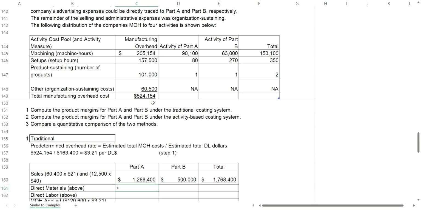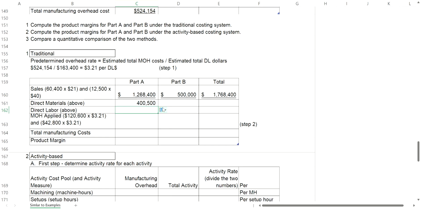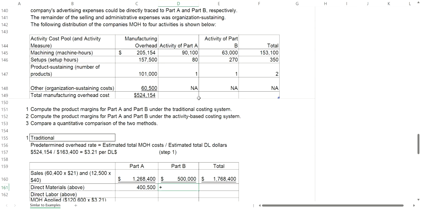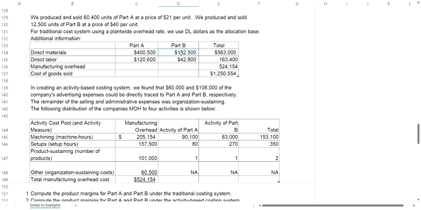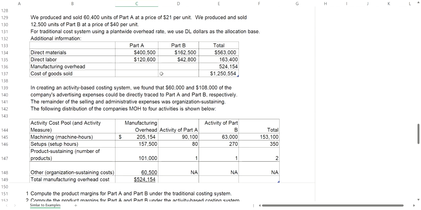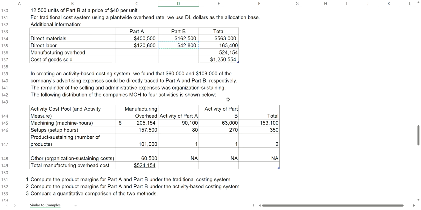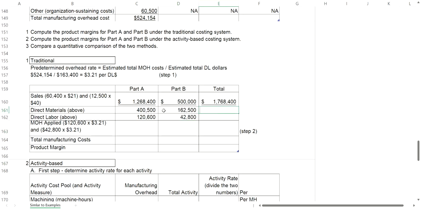Okay, for materials, all we've got to do is bring down our material costs from above. So I'll go up here. Materials for product A, 40,500. Materials for product B, 162,500. For direct labor, we'll bring that from above: 120,600 for product A, and 42,800 for product B. Okay, I'll add the materials for both products, and I'll add the labor for both products.